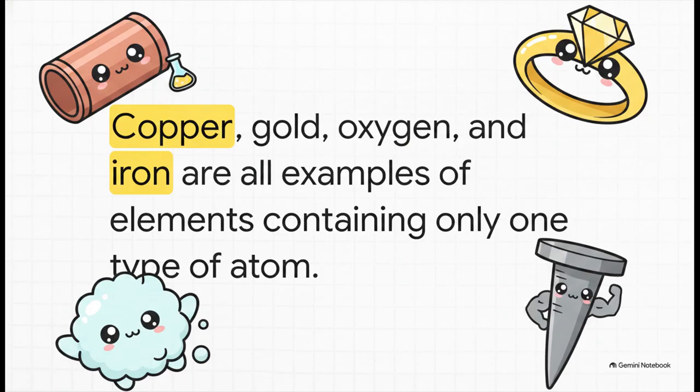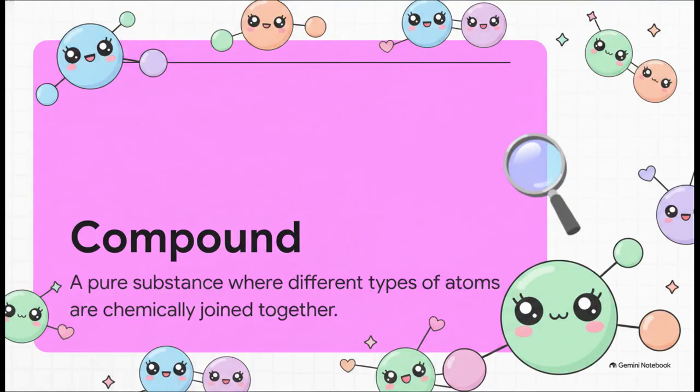To ground this in reality, just think about elements in the wild. The copper in your home's plumbing, a solid gold ring, the oxygen we're breathing right now, or the iron in a heavy nail. These are just one type of atom, pure and simple. Now, the second type of pure substance is the compound. Here, you actually have different types of atoms. But, and this is absolutely crucial, it still behaves as a pure substance because those different atoms are physically connected and chemically joined together. Because of that chemical bond, the resulting molecule acts as one single uniform building block.